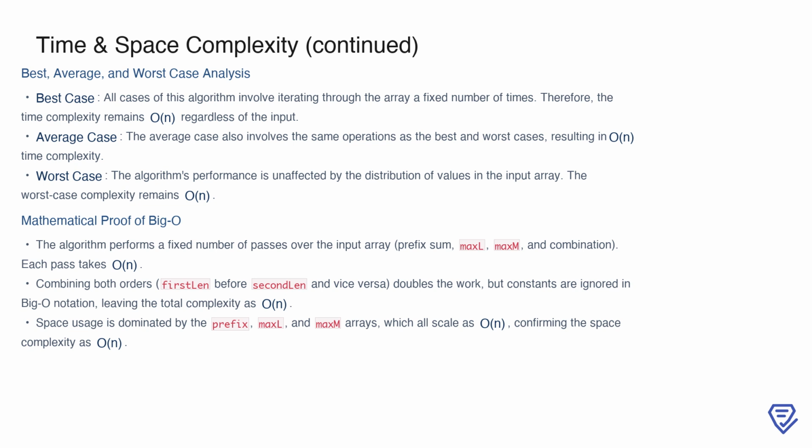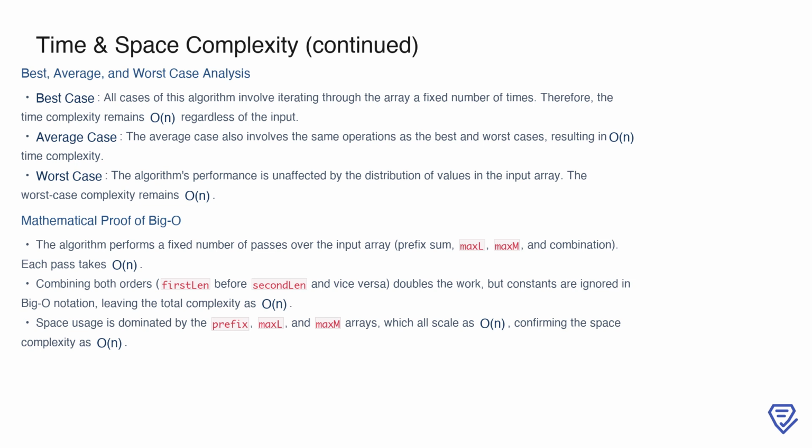This means that in all cases, best, average, and worst, the time complexity remains O(n). To confirm this mathematically, we observe that the algorithm processes the input array in a constant number of steps: calculating the prefix sum, building the max L and max M arrays, and combining the results. Each of these steps takes O(n), and even though we compute results for two different orders, constants are ignored in big O notation, leaving the time complexity as O(n).